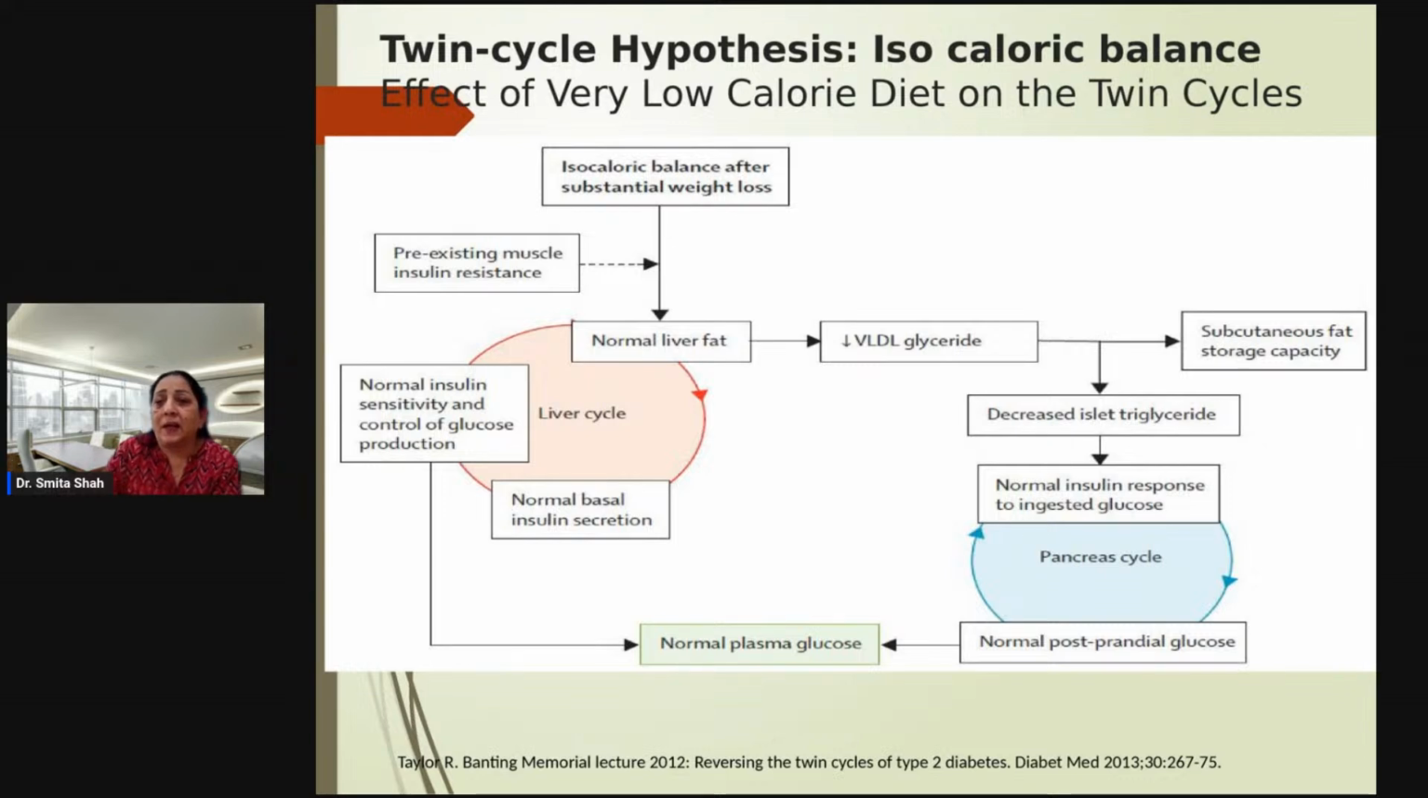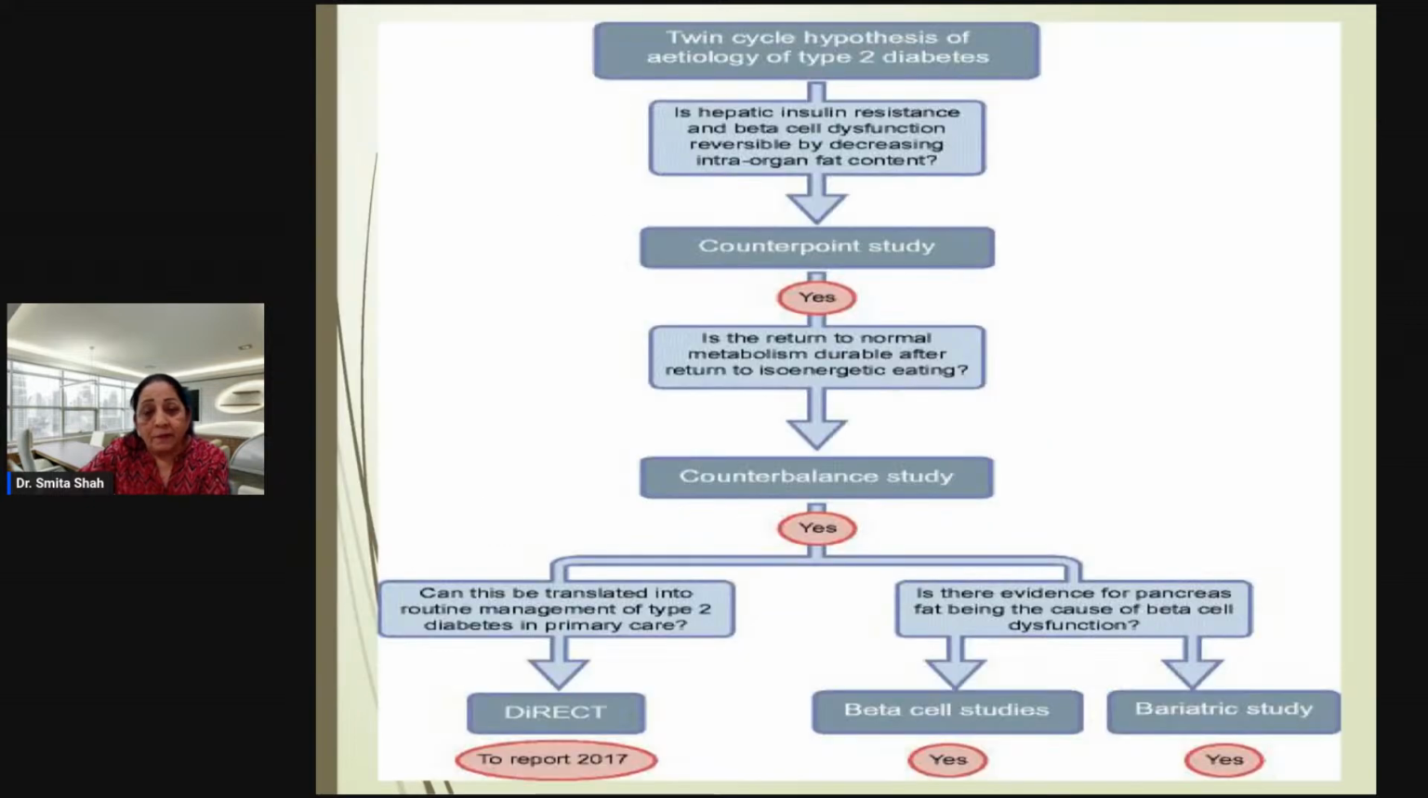So this is the twin cycle hypothesis, the isocalorie balance, the effect of the very low calorie diet on the twin cycle. How is it possible? Because if you are having the isocalorie balance after substantial weight loss, what happens? The liver fat becomes normal, VLDL is reduced, the subcutaneous storage capacity is reduced, the islet triglyceride decreases, there is a normal insulin response, and maybe a normal postprandial glucose. So you have to do the low calorie diet. If you go for the low calorie diet, it will definitely help to reverse your diabetes.